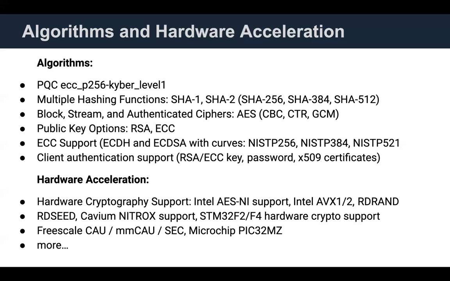For hardware acceleration, since it's leveraging wolfCrypt, it gets access to all of the hardware acceleration available there. Some to call out are Intel AES-NI and AVX, and things like the Freescale MMCAU. We've used it with the Microchip PIC32MZ on one of the projects we did as well. But all of the wolfCrypt hardware acceleration will be accessible when using wolfSSH.